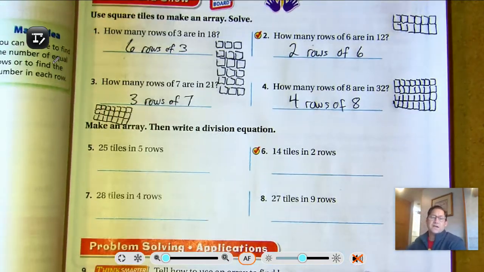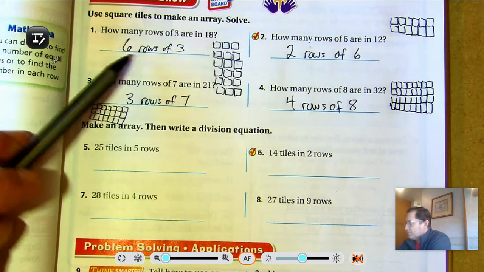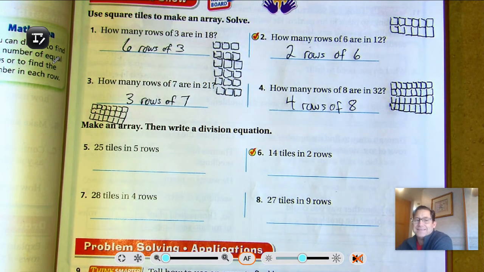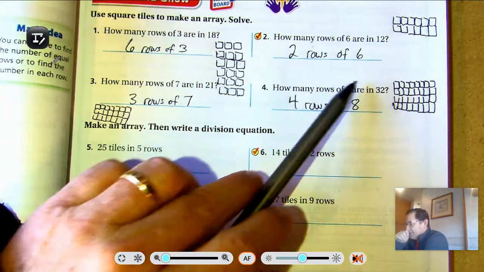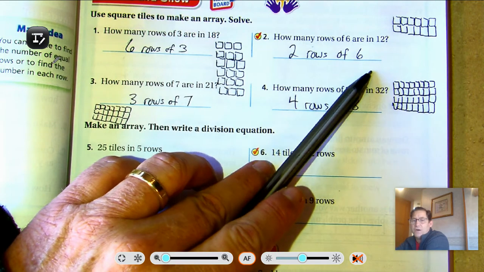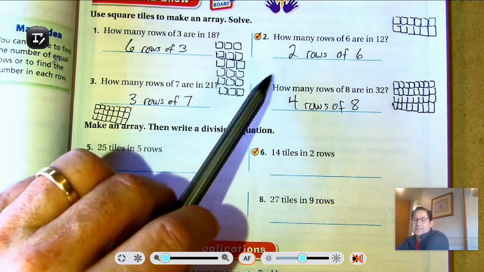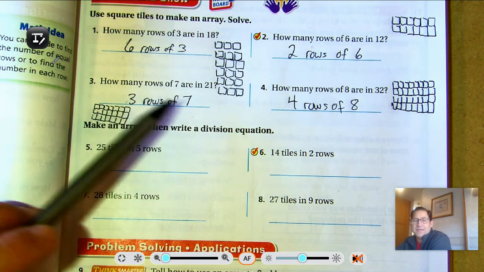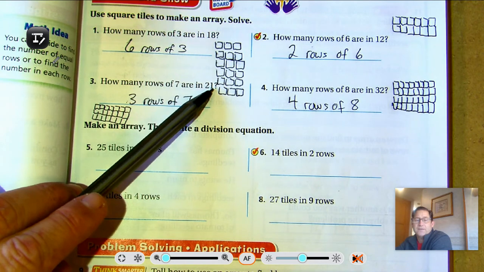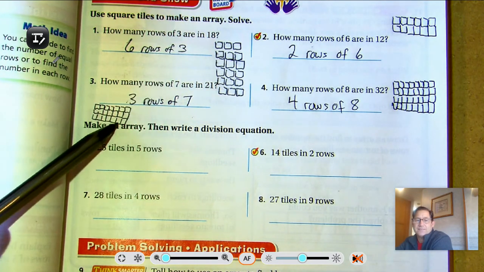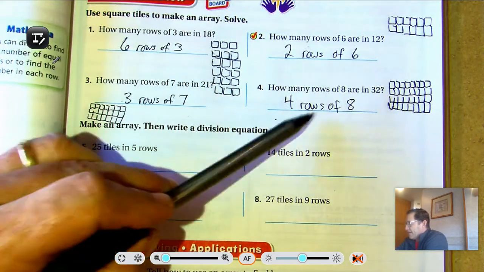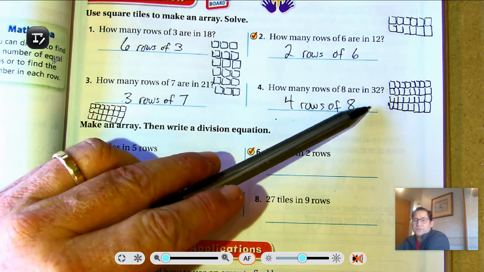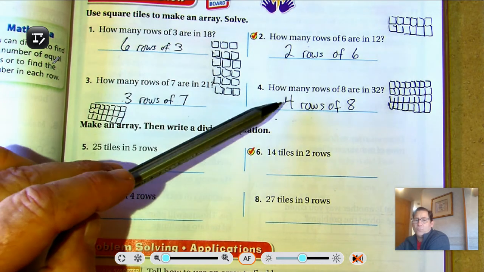Okay, and so let's look at 1 through 4. So we know 6 rows of 3. 6 times 3 is 18. 18 divided by 3 is 6. 2 rows of 6. 2 times 6 is 12. 12 divided by 6 is 2. 3 rows of 7. Same as saying 3 times 7. 3 times 7 is 21. 21 divided by 7 is 3. 4 rows of 8. Same as 4 times 8. 4 times 8 is 32. 32 divided by 8 is 4.